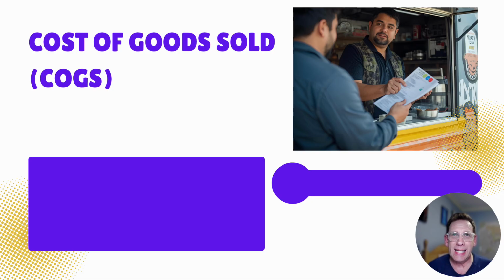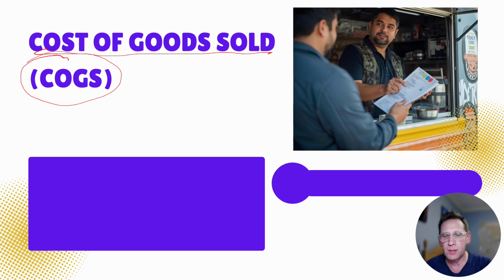But we need to take into account something called cost of goods sold. Typically, when we talk about business terms, this is known as COGS. Cost of goods sold. Remember that: COGS.